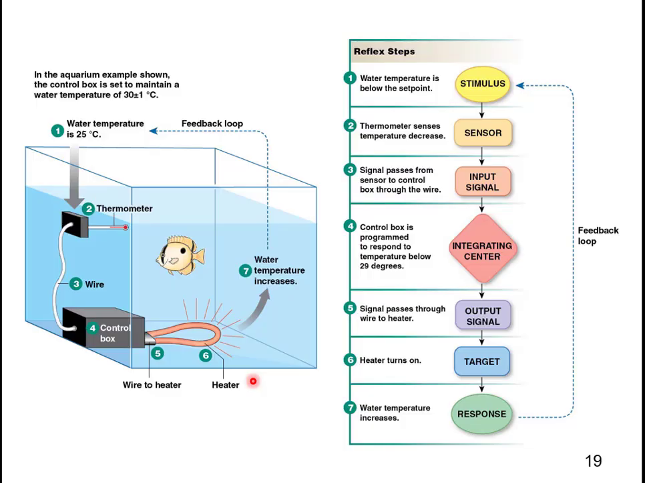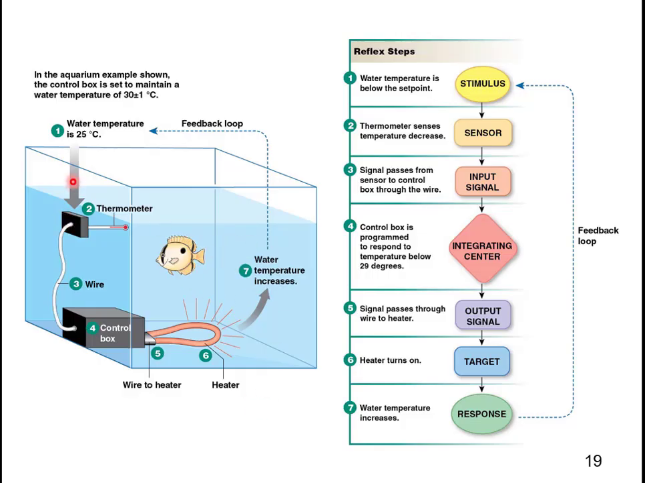Now, in a feed-forward system, you would anticipate what the water changes are going to be. So in this case, what you could do, here we're just reading directly what the water temperature is. If we want to anticipate what the water temperature is going to be, we could look at the surrounding air temperature. And in the surrounding air temperature, that air is going to affect the water temperature.